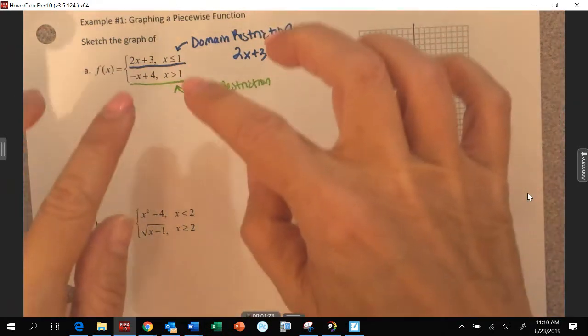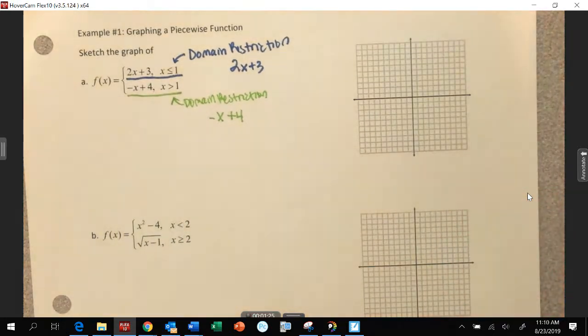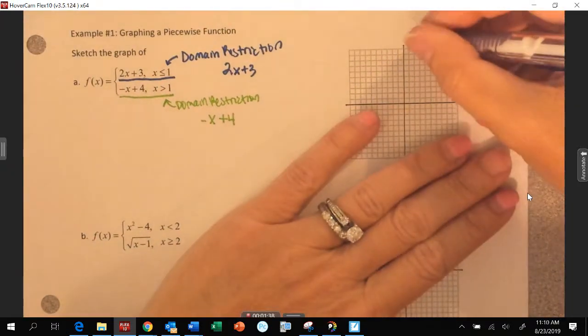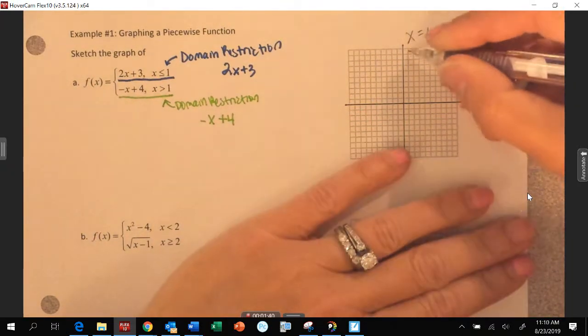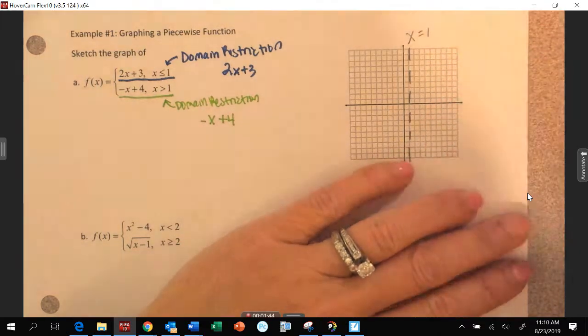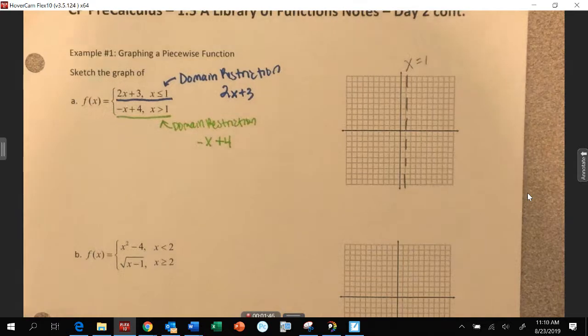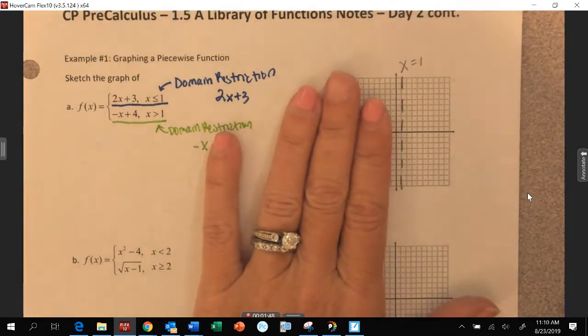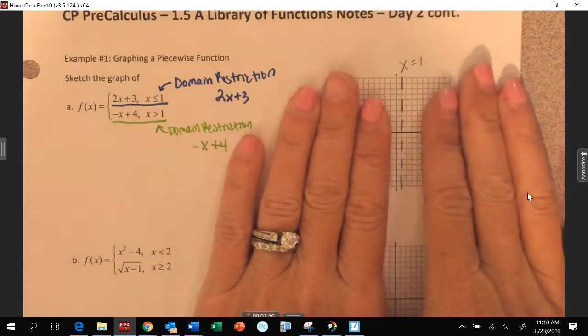So as I look at these two pieces, what's kind of that division between the two pieces? What is splitting up these pieces? What number? 1. When x equals 1, that's the division between the two pieces. So what I like to do is come over to my graph, and at x equals 1, I'm just going to draw a dashed pencil line so that I know that one piece is going to be on the left side and one piece is going to be on the right side.